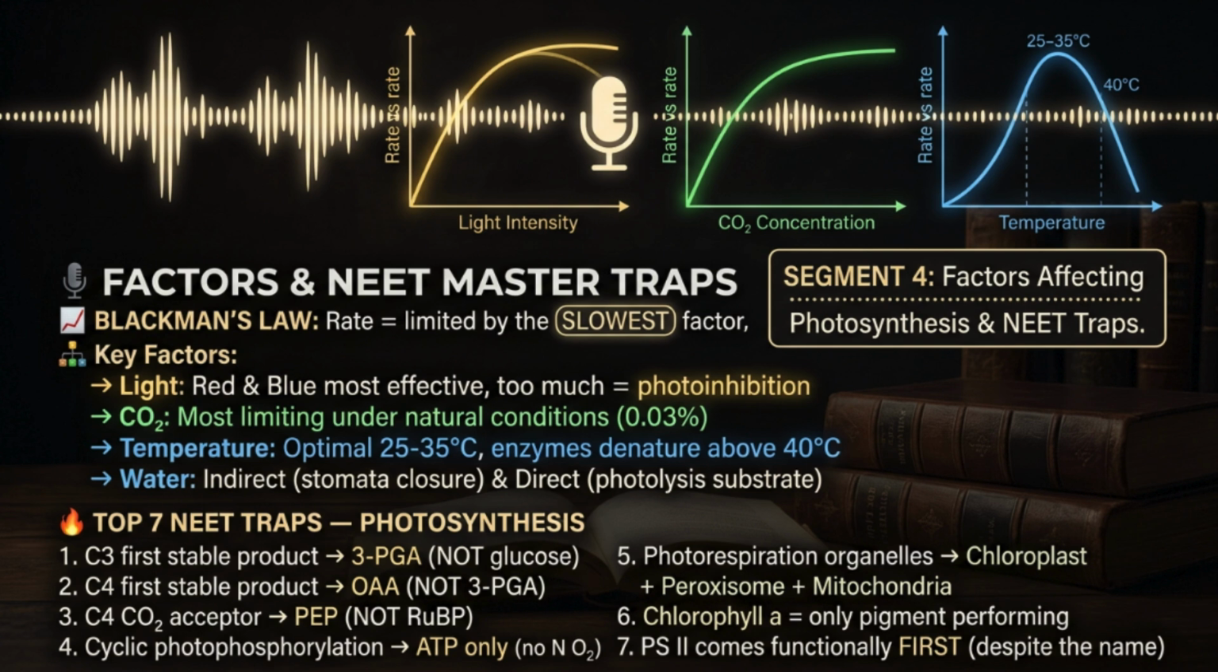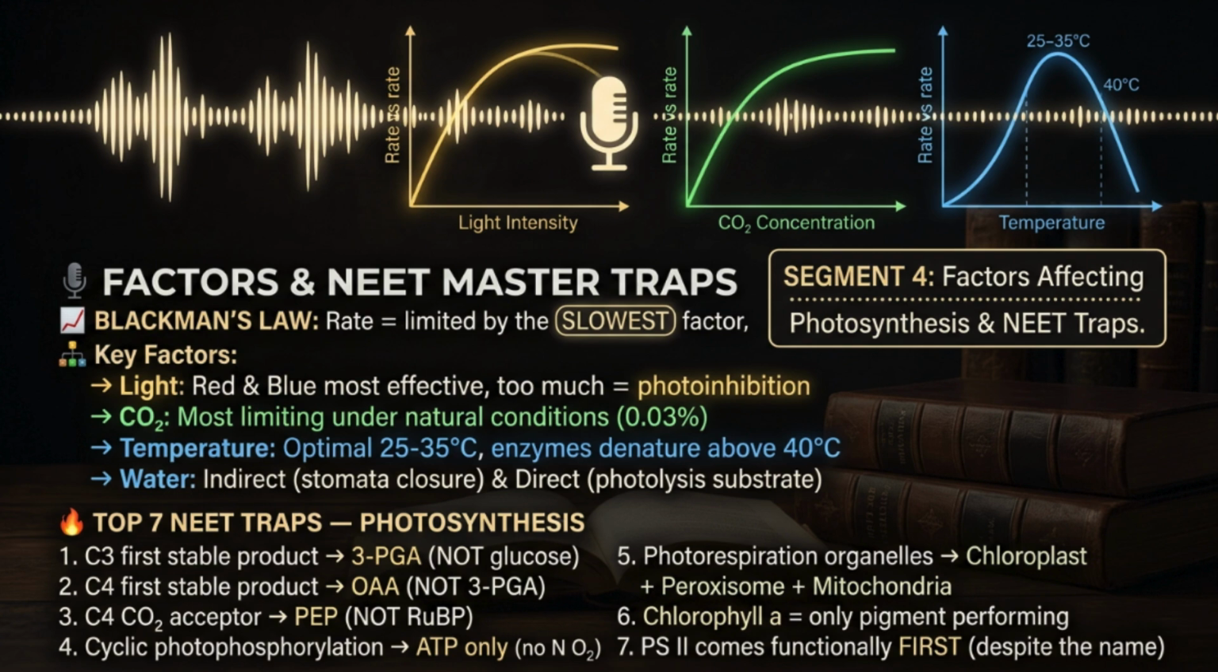CO2 concentration, the most commonly limiting factor in nature. Atmospheric CO2 is only 0.03%. Small increases dramatically boost photosynthesis up to about 0.05%. Temperature. Optimal is 25 to 35 degrees Celsius. Above 40, enzymes begin to denature and stomata close. Water. Both direct and indirect effects. Directly, it's the substrate for photolysis. Indirectly, water stress triggers stomatal closure.